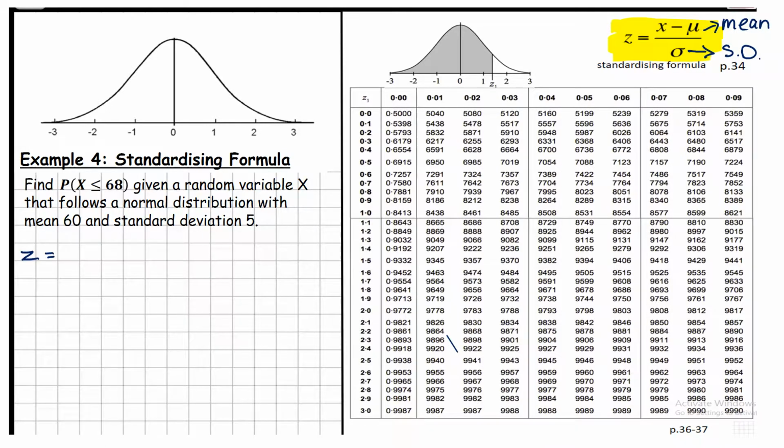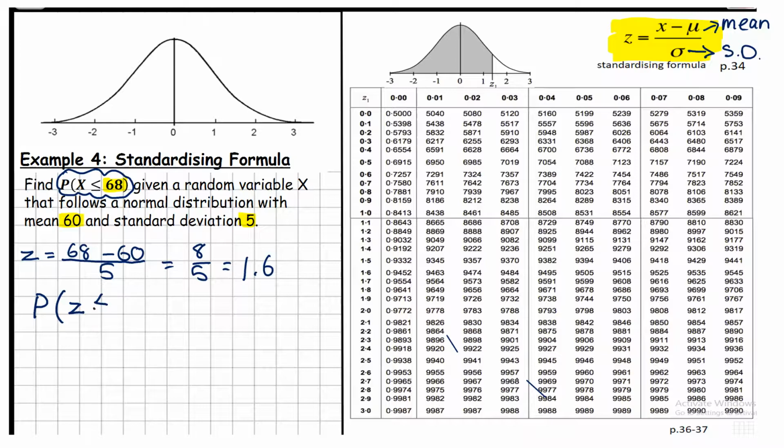So Z is equal to x, in this case 68, so that's given here. I'll just try and mark them as I use them. And then there's going to be mu, which is 60, and standard deviation, which is 5. Okay, so let's go from here. Minus 60 over 5. So that gives us 8 over 5, which is equal to 1.6. So when you've worked out your Z-score for this question, we then go back to what they initially gave us, which was this, and we standardize that, or we basically put in our Z-score. So instead of x, we put in Z.